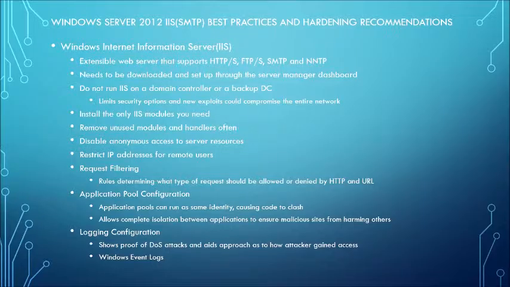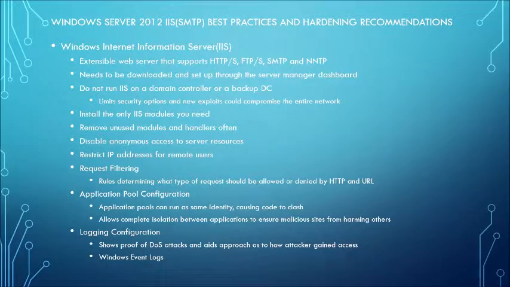Next, you want to restrict IP addresses for remote users. It allows you to selectively allow or deny access to files, folders, websites, and the web server. It's usually advisable to configure connection restriction at the lowest level in the OSI model. This prevents a misconfiguration in a lower level component from allowing a hacker to bypass a higher level restriction.